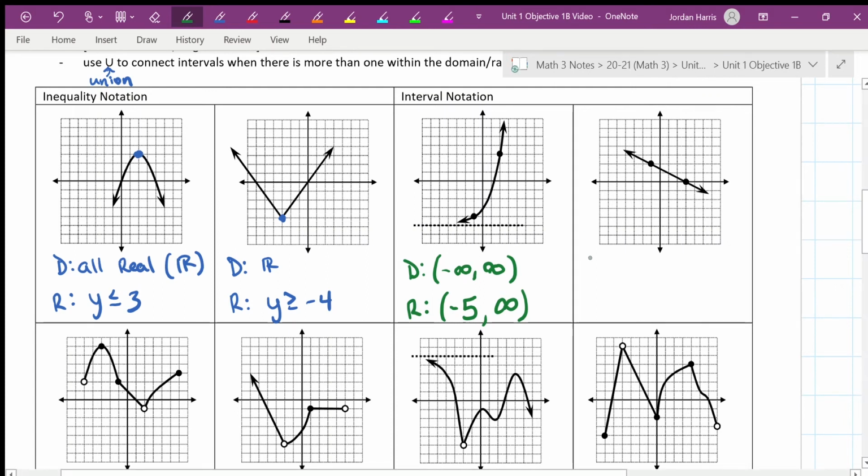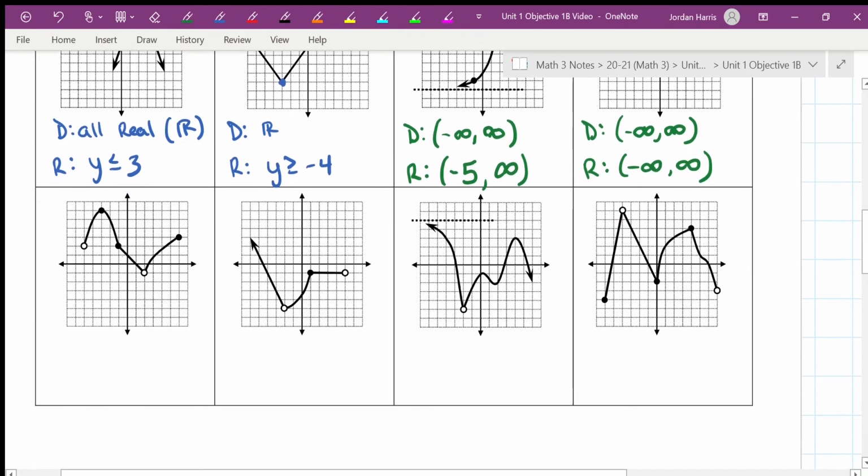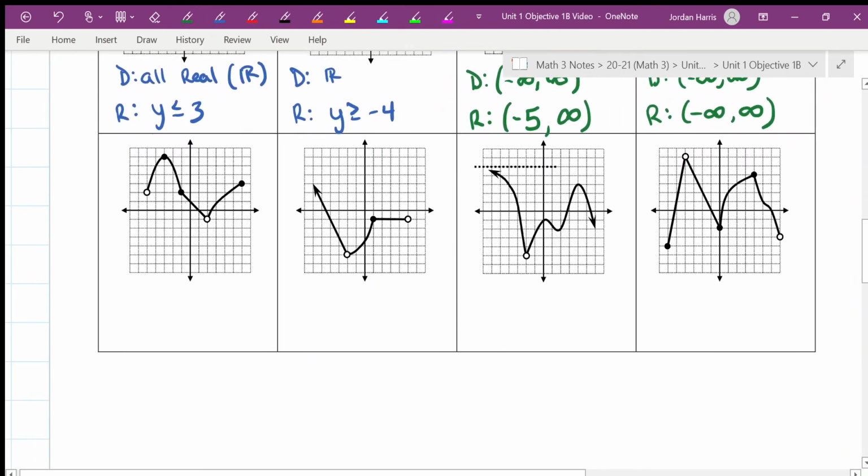Okay. So the next one, it's a line. These guys are easy. Domain, I'm going left and right forever. So all real numbers, which is -infinity to positive infinity. Range, I'm going up and down forever, down to up. So -infinity to positive infinity. There's no ending point.